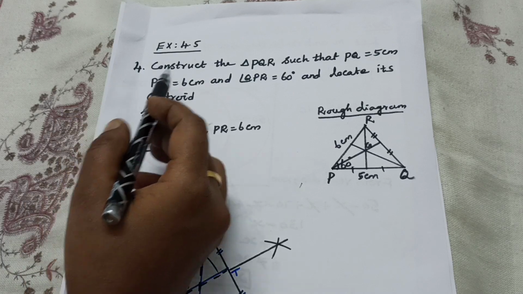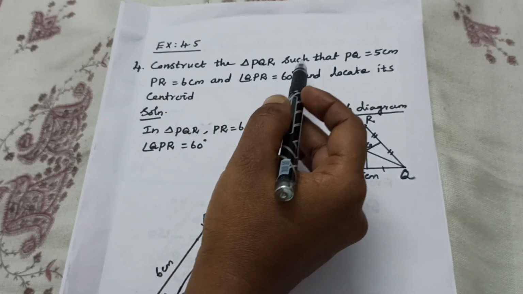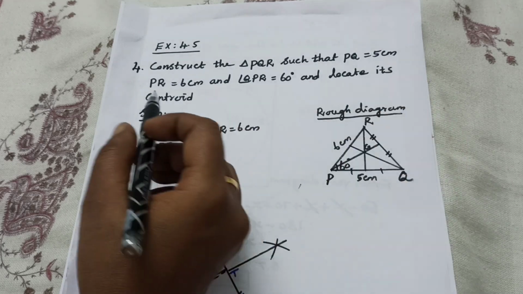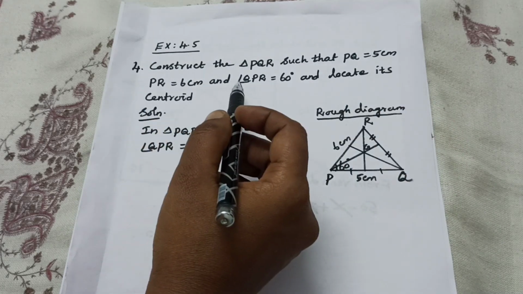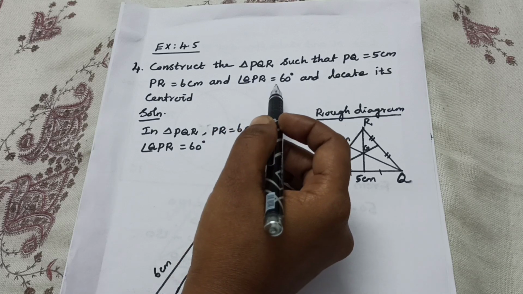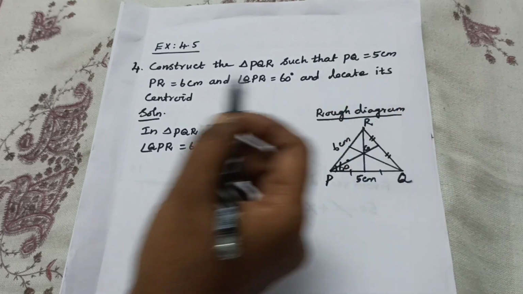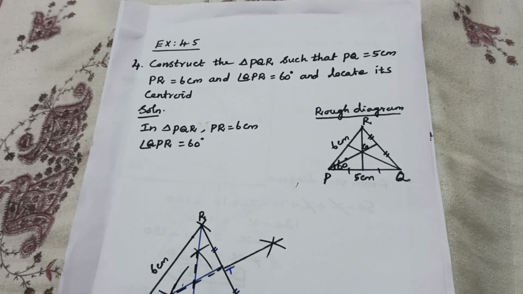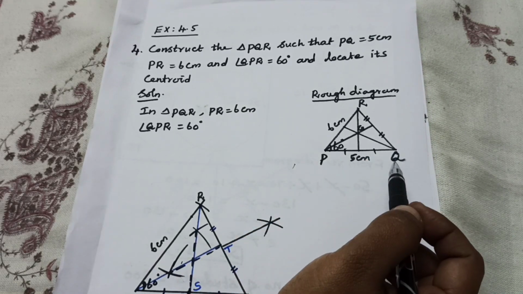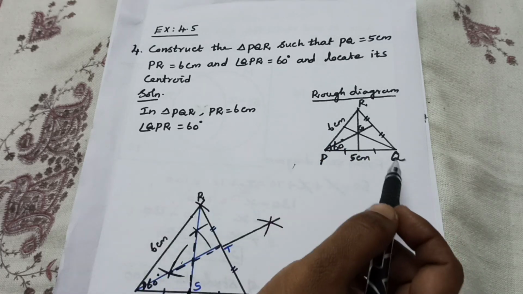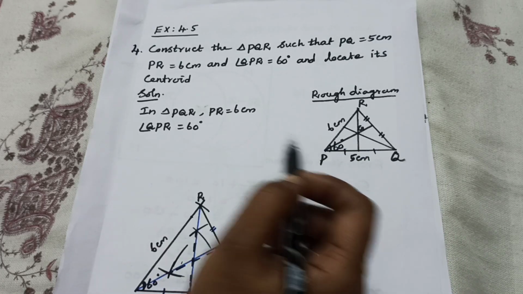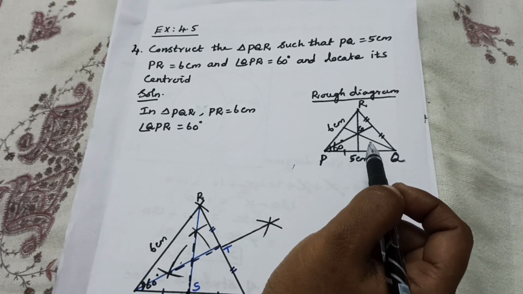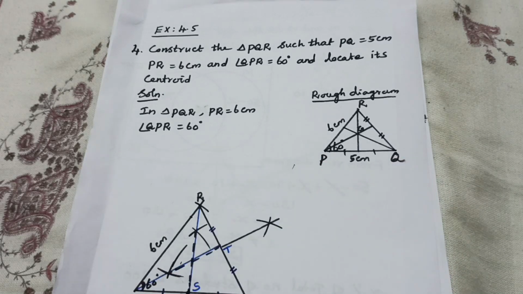Okay, fourth sum, construct the triangle PQR such that PQ is equal to 5 cm, PR is equal to 6 cm and angle QPR is equal to 60 degree and locate its centroid. Okay, so I gave the homework. Okay, then here 5 cm you draw and then afterwards angle P 60 degree. Then PR also given. You first construct the triangle, then afterwards draw the median, isn't it?